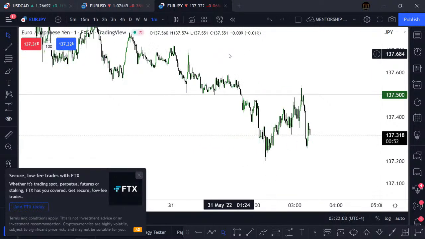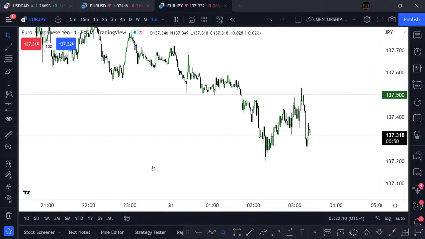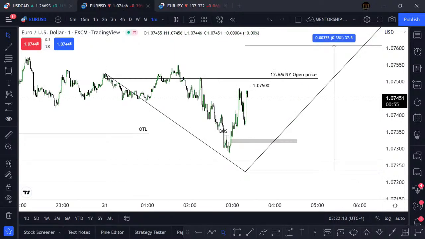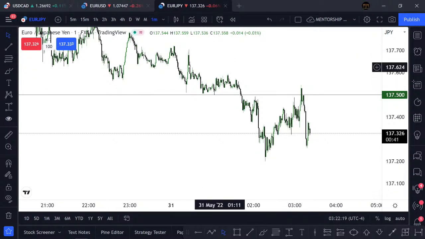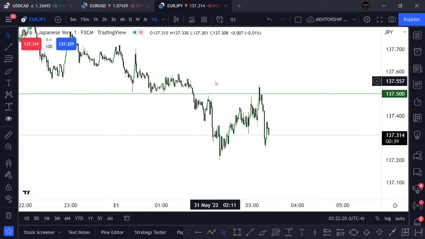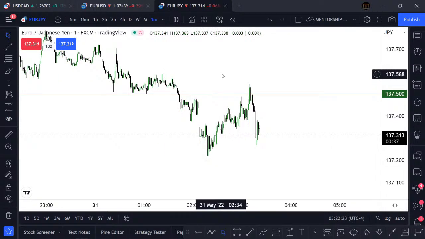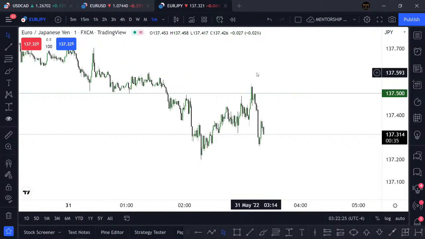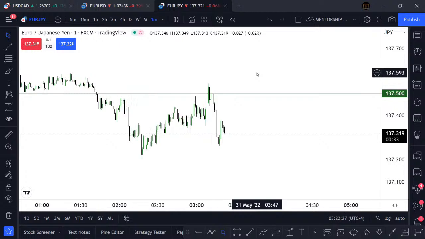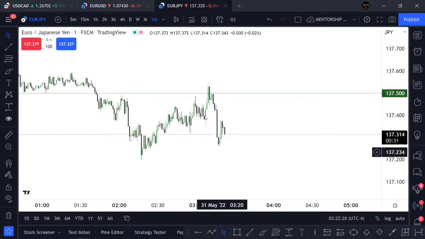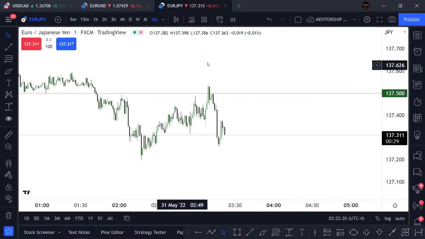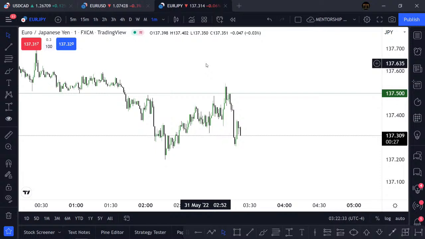Let's mark the midnight open price. Okay, we're looking for the manipulation entries after the manipulation. So these are the things you consider first. So here I took 20 pips. I'm doing paper trading on demo.